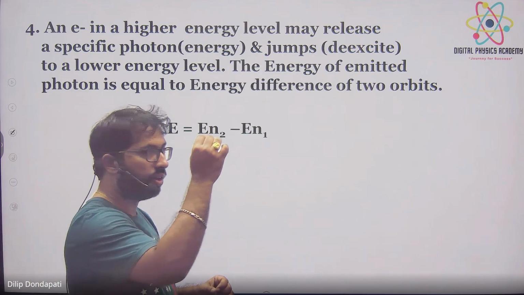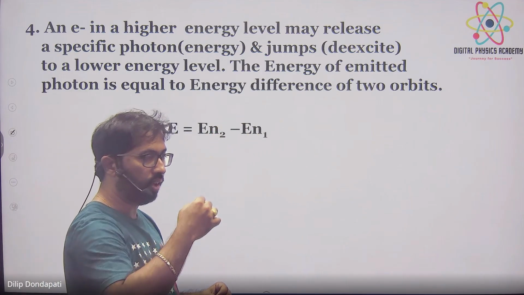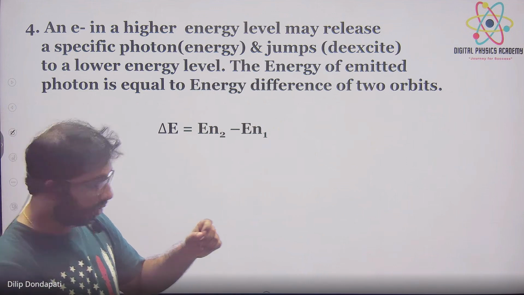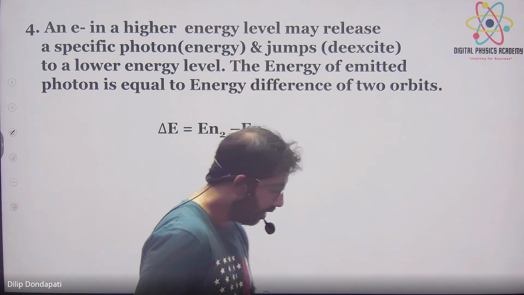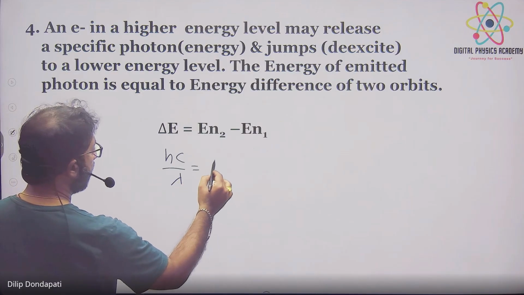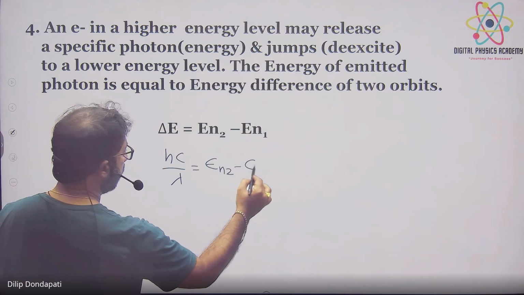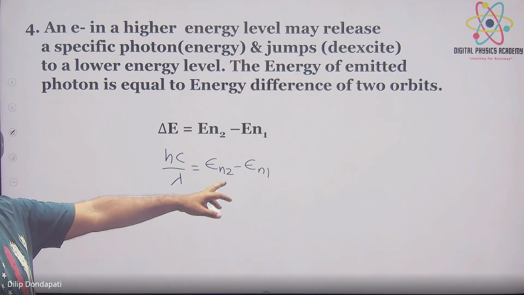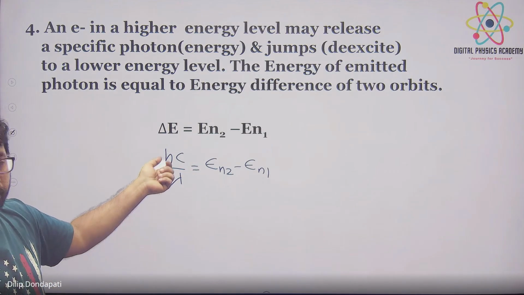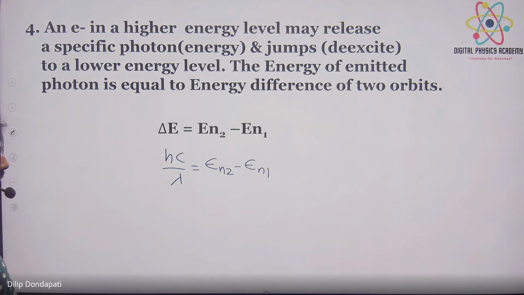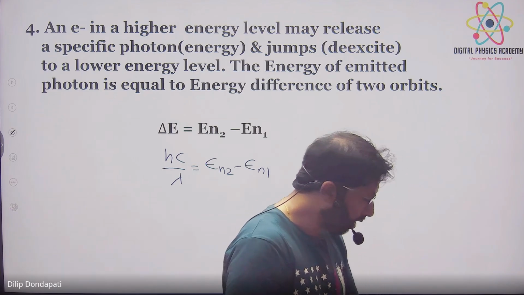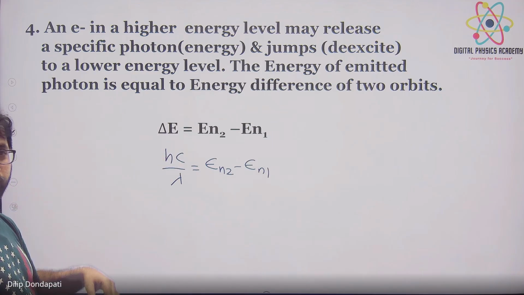When the electron jumps from a higher energy level to a lower energy level, it emits a lambda value. So E equals hc by lambda, where E is the higher energy level minus the lower energy level. We can calculate lambda from this. Which wavelength the electron releases, we can calculate using this formula: En2 minus En1 equals hc by lambda. It jumps from lower to higher energy level while going, and releases while coming from higher to lower energy level.